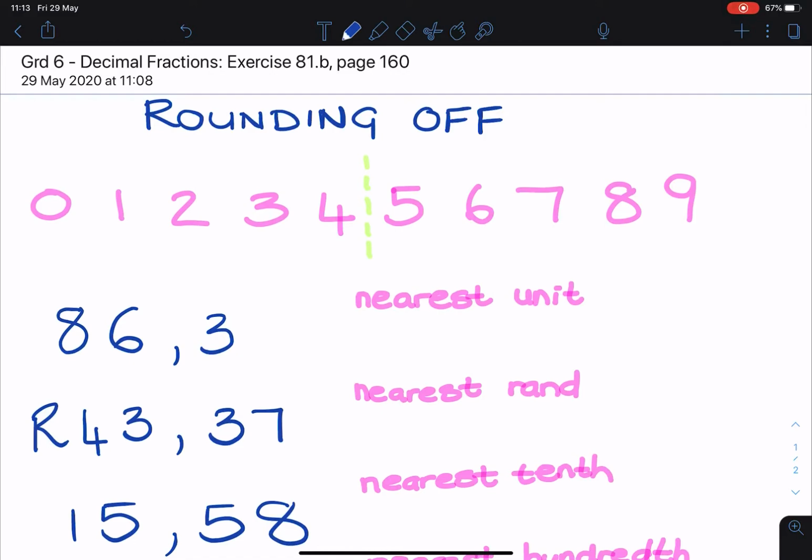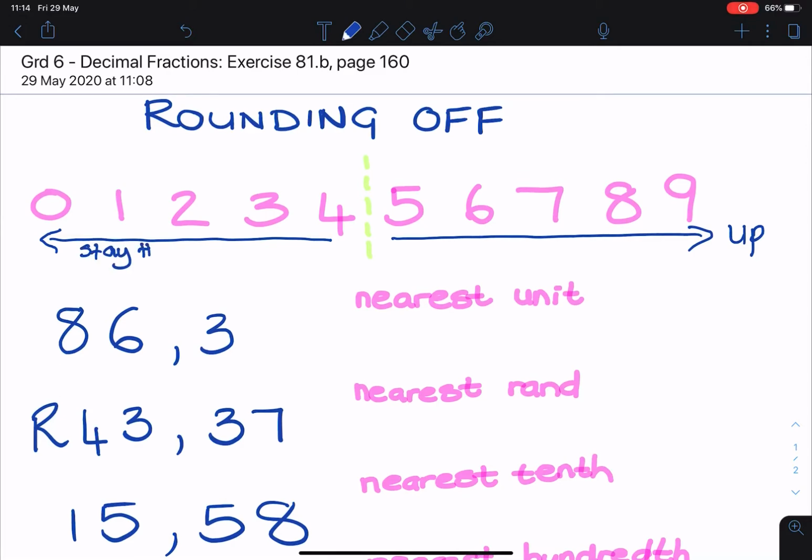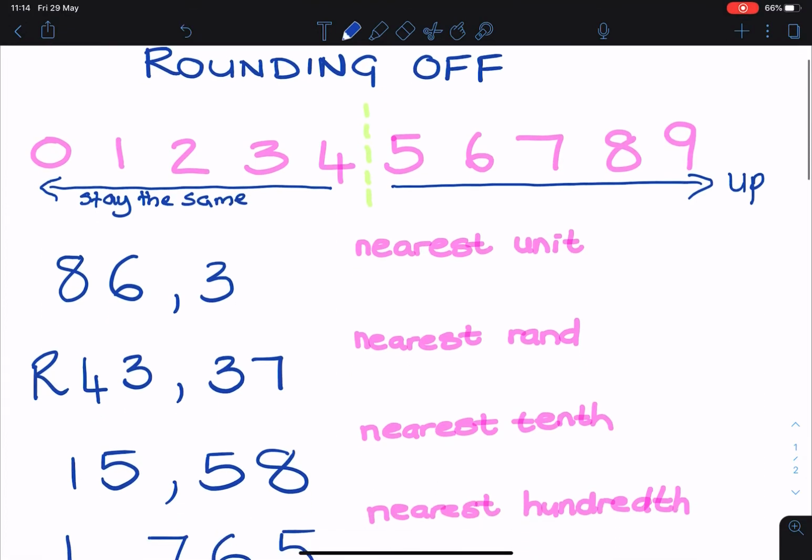We look at the guy next door, and if it is a 5, a 6, a 7, an 8, or a 9, it tells us to go up. And if it is a 4, a 3, a 2, a 1, or a 0, it tells us to go down, or in other words, stay the same. So let's see how we do it with decimals.